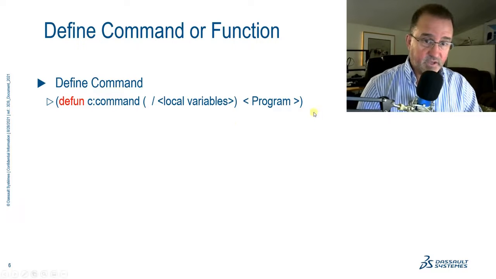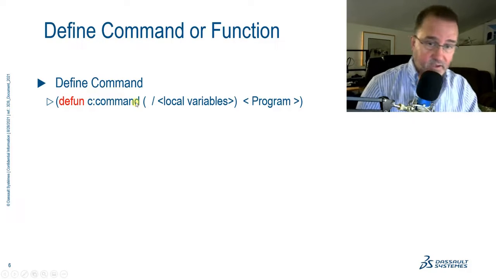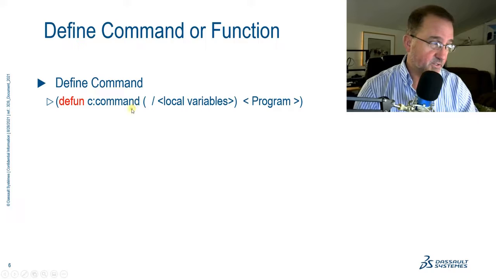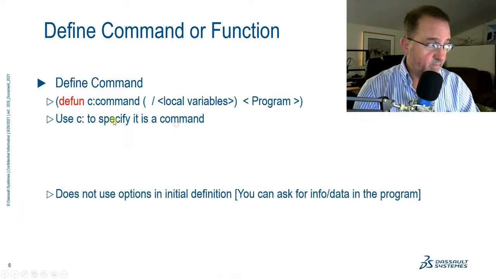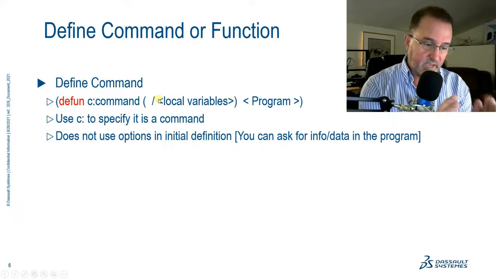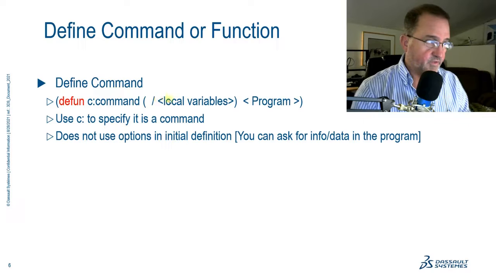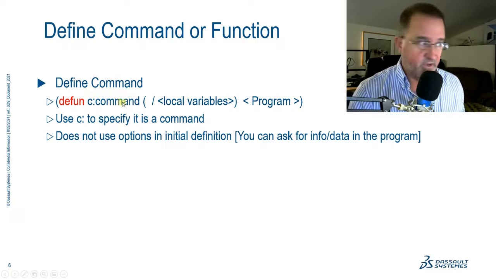Defining this command, in this case C:command, I can make a command to pretty much do anything in the system. So again, we use C: to specify that it is a command. Now you'll notice in the previous examples I had an open and closed parenthesis. There has to be an open and closed parenthesis after the defined function command name.